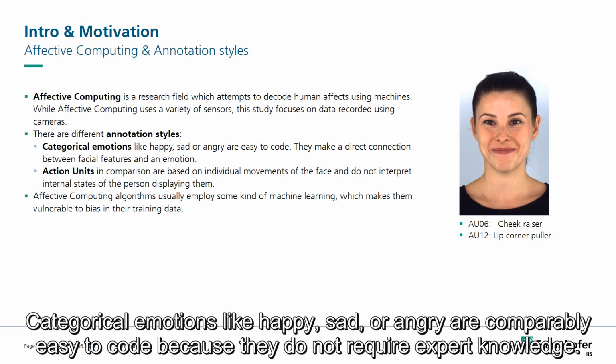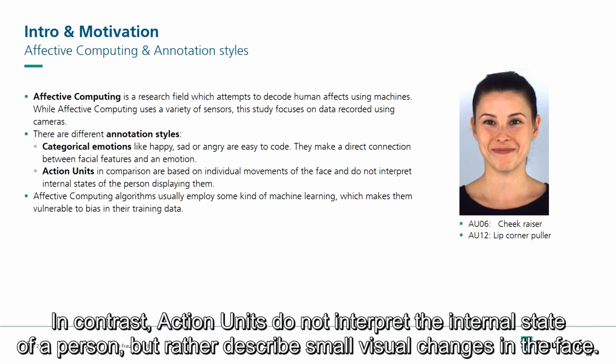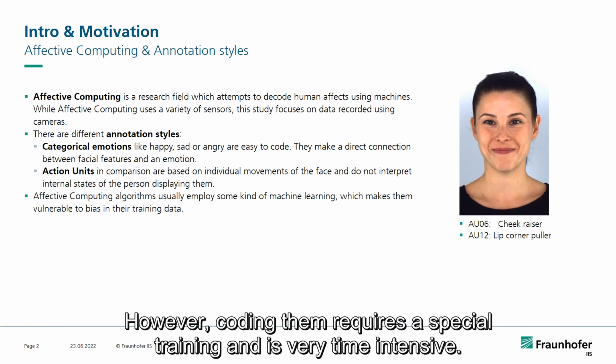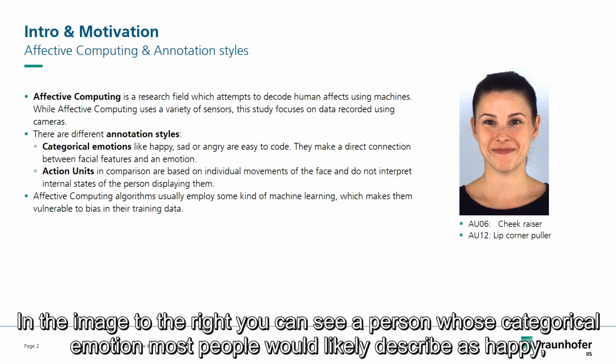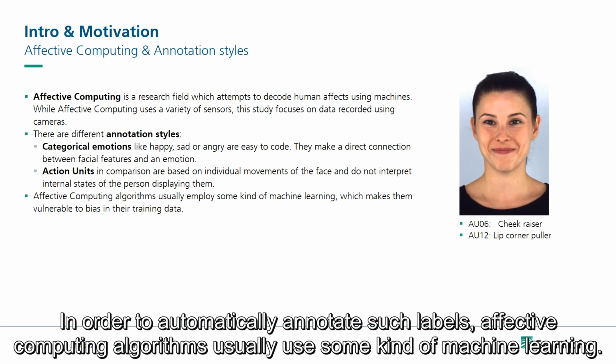Categorical emotions like happy, sad, or angry are comparably easy to code because they do not require expert knowledge. They make a direct connection between facial features and an emotion. In contrast, action units do not interpret an internal state of a person, but rather describe visual changes in the face. However, coding them requires special training and is very time-intensive. In the image to the right, you can see a person whose categorical emotion most people would likely describe as happy, and the action units displayed would be, for example, action unit 6, the cheek raiser, and action unit 12, the lip corner puller.